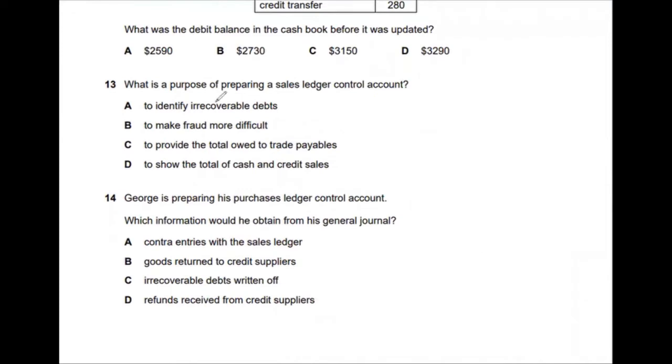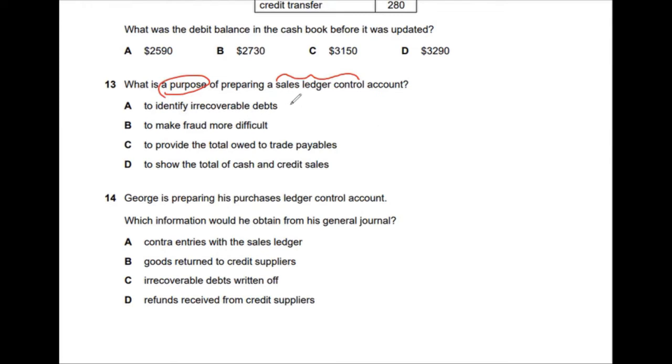Multiple choice 13. What is the purpose of preparing a sales ledger control account? Companies prepare sales ledger control accounts. You should also remember the format of it. It should be at the top of your head. When someone mentions a sales ledger control account, you should know what they are talking about. So what is the purpose?